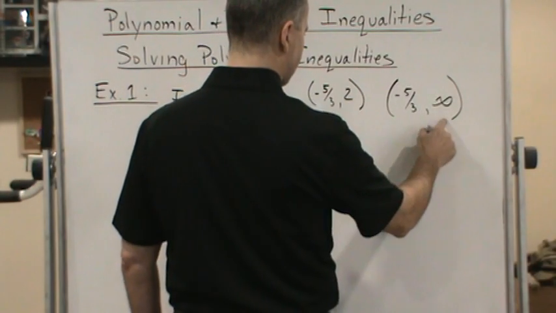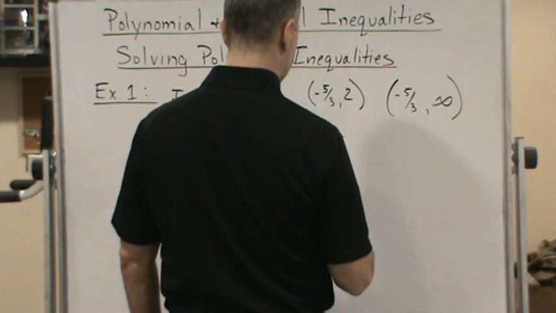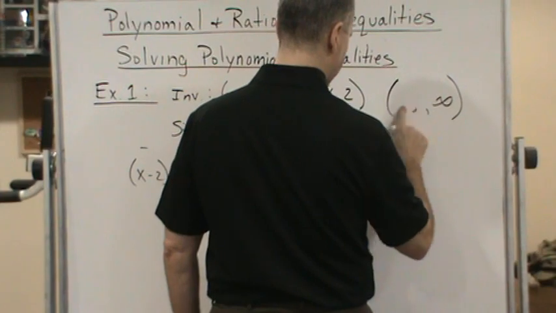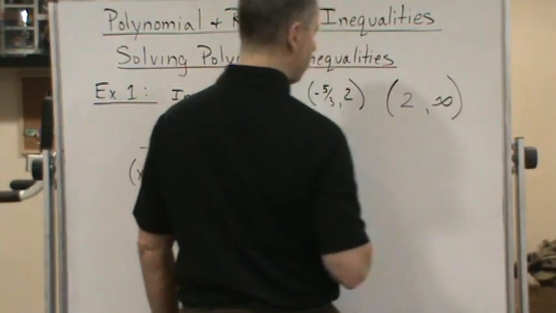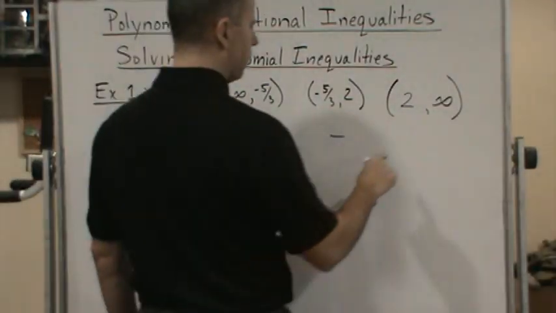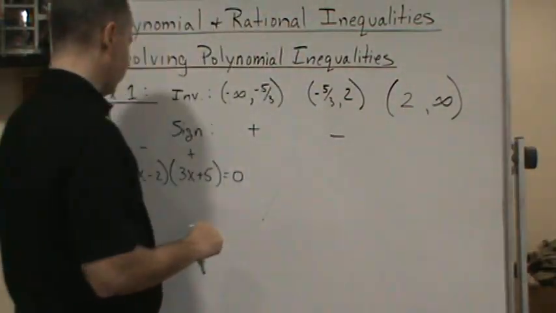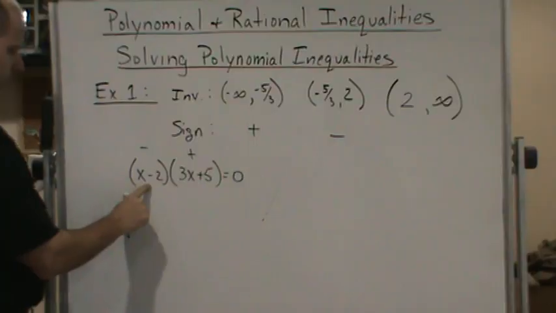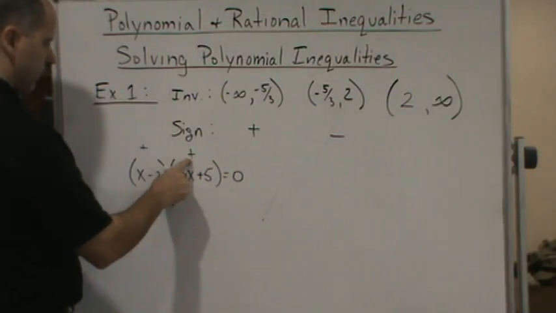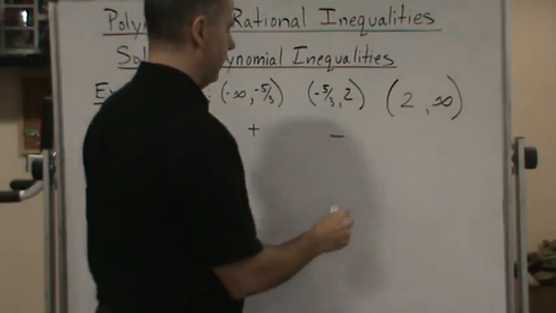Now let's choose something on this interval. Oh, hold on. I made a mistake. This should be 2. So on this interval, let's just choose 3. We'll put 3 here, it's positive. Put 3 here, it's positive. Positive times a positive is positive.